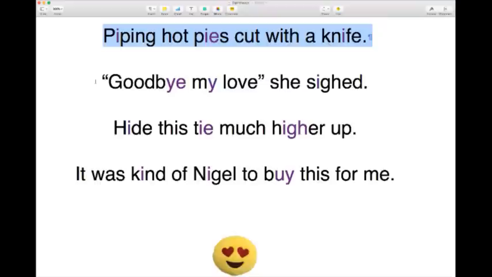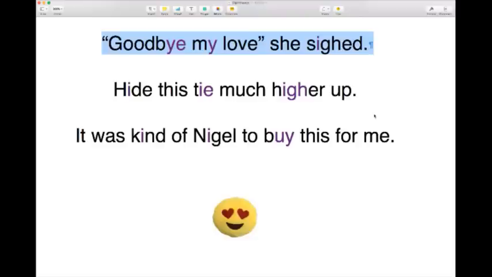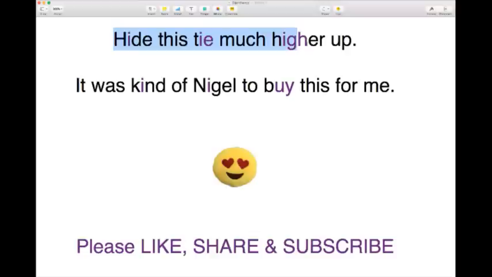Good. Next sentence. Goodbye, my love, she sighed. Next. Hide this tie much higher up. Then: it was kind of Nigel to buy this for me.